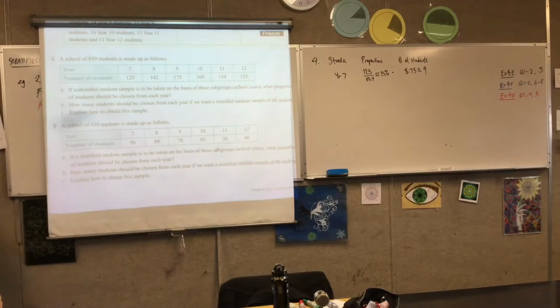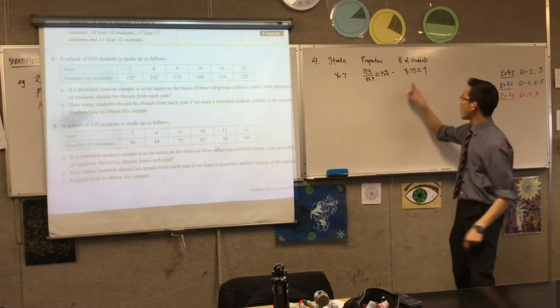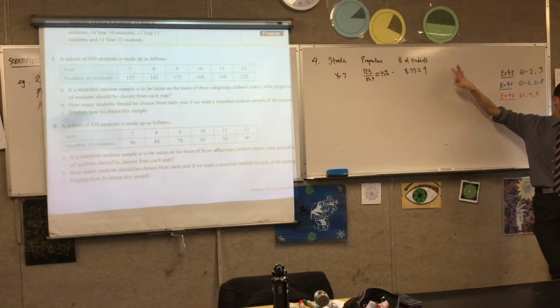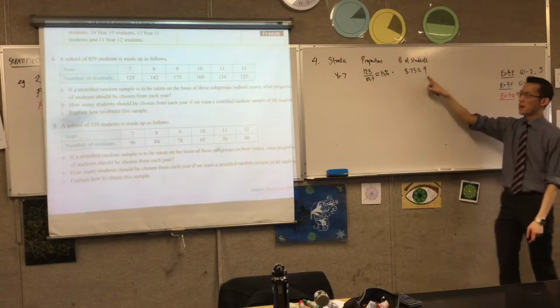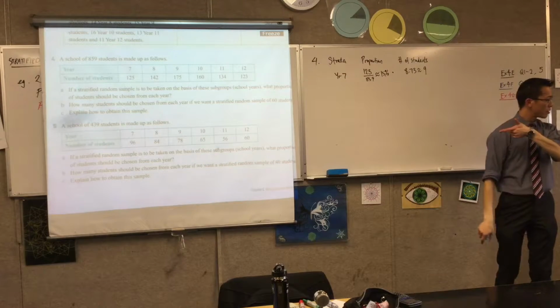Please note, it's really important, and you'll see why at the end of this, that I write where I'm rounding from and where I round to. I can't have a fractional number of students, but I want to know how far I have to round. So this is one of the subgroups.